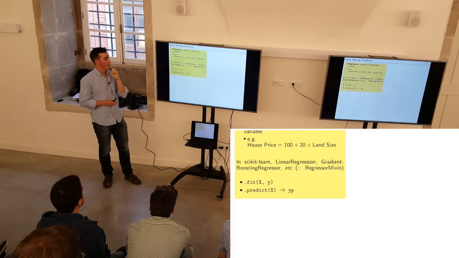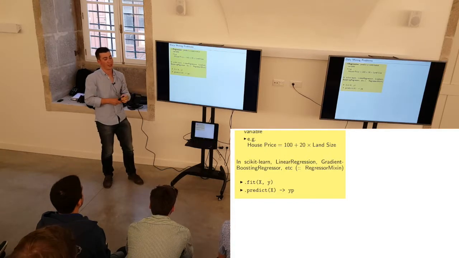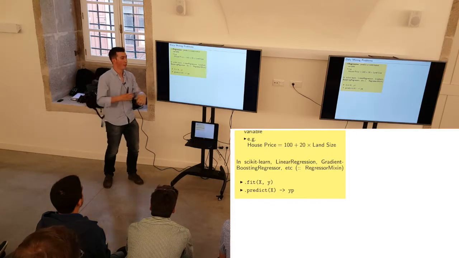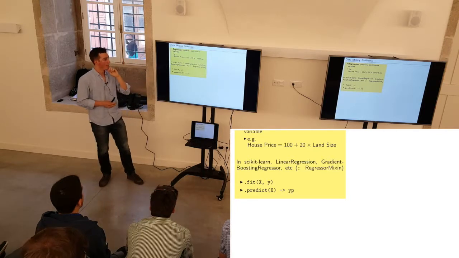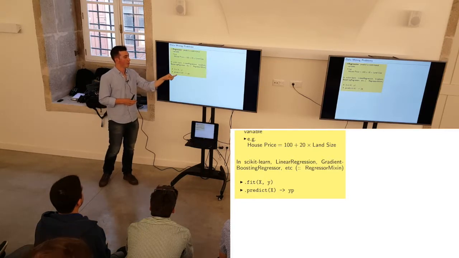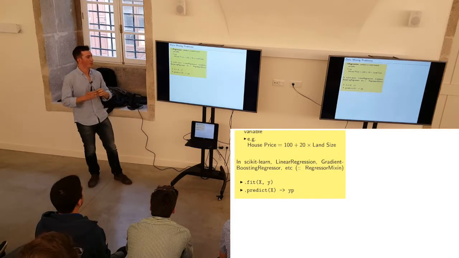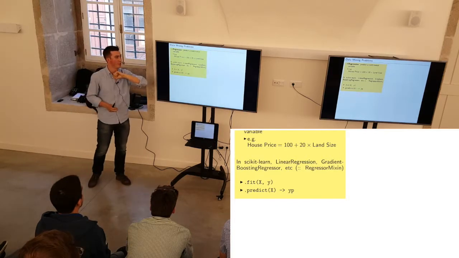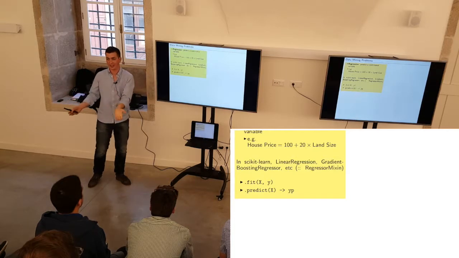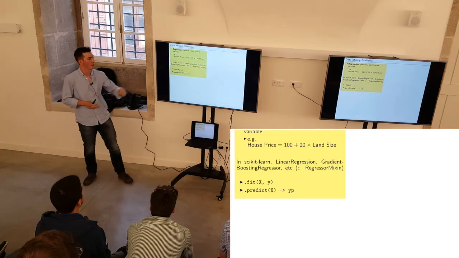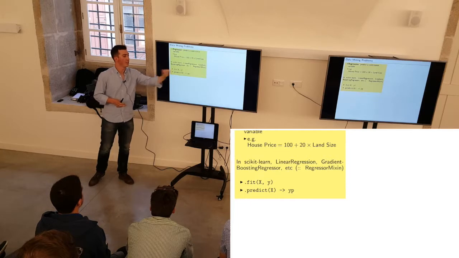This finds you the betas in the linear regression, or other parameters depending on the model. Then you can use predict when you don't have a y, for new data where you don't know the house price, for instance, but you know the size. You want to predict the house price. You have the predict function that gives you a vector.